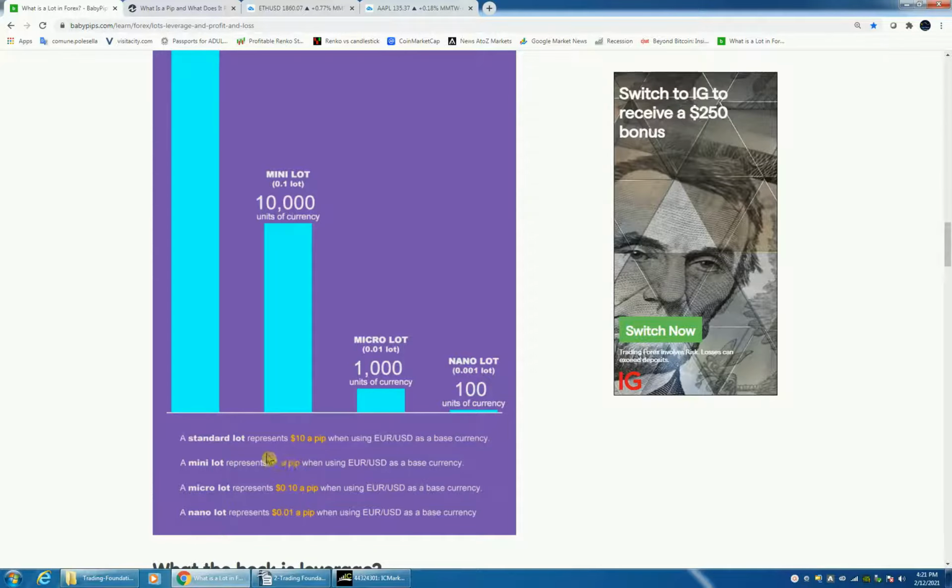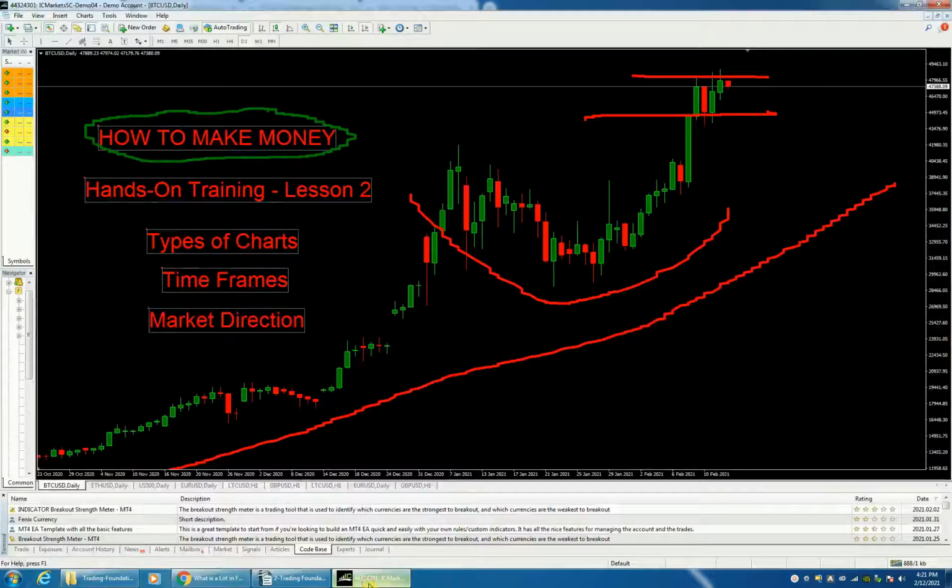All right, so what does that mean to us? That means that if you look at the standard lot right over here on the first line, a standard lot represents $10 for every pip that it moves. A mini lot is $1, a micro lot is about 10 cents. Okay, that's great. Now, what are we talking about here?